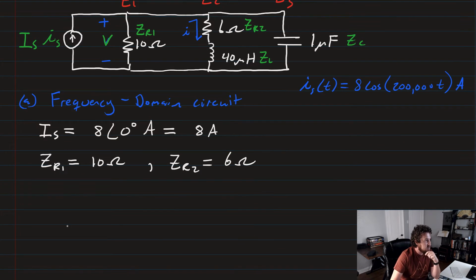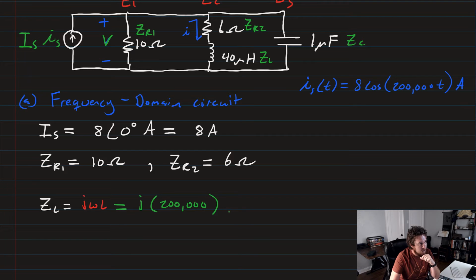Now the next ones are slightly more complex, but not much. ZL, remember our equation for ZL is just J times omega L. So that's going to be J times 200,000 times L, which is 40, times 10 to the negative 6. So punch that into your calculator, and you're going to get, equal to J8.